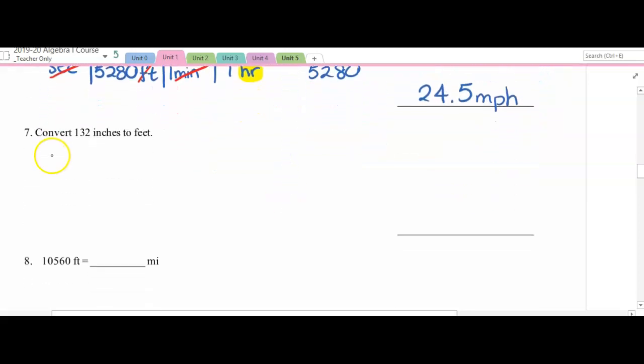Let's convert 132 inches to feet. Well, I know there are 12 inches in 1 foot. Looks like I made my dimensional analysis line plenty long because I already ended up with feet. That was my goal, feet. The inches cancel, so they're gone. 132 divided by 12 is 11 feet.